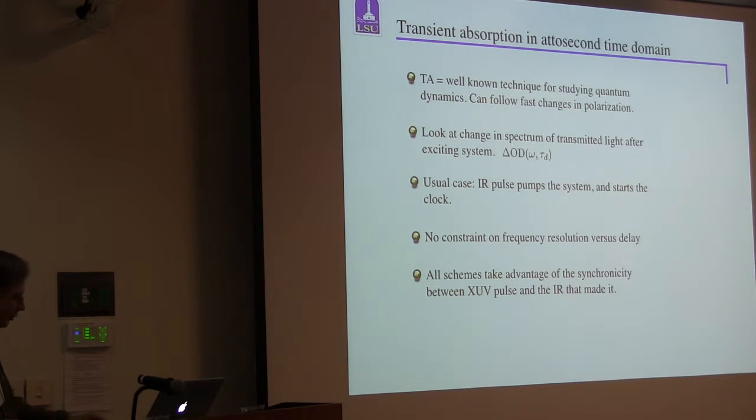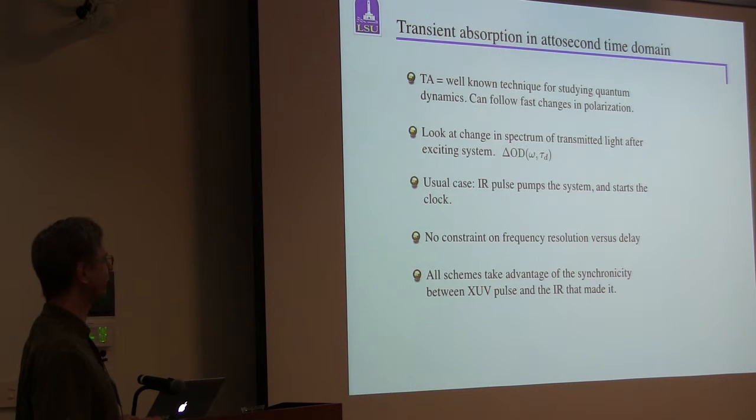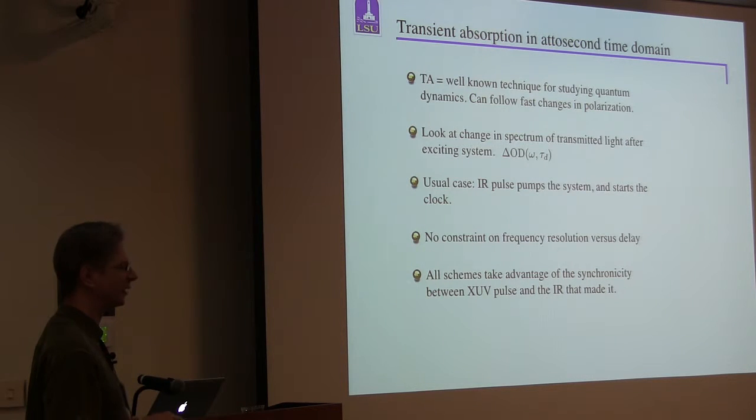So now I want to get to talking about transient absorption. We're going to have the IR pulse there the whole time. Transient absorption, as we say, is a well-known technique for studying quantum dynamics because you can follow fast changes in the polarization by changing the delay. What you basically look at is the change in the spectrum.